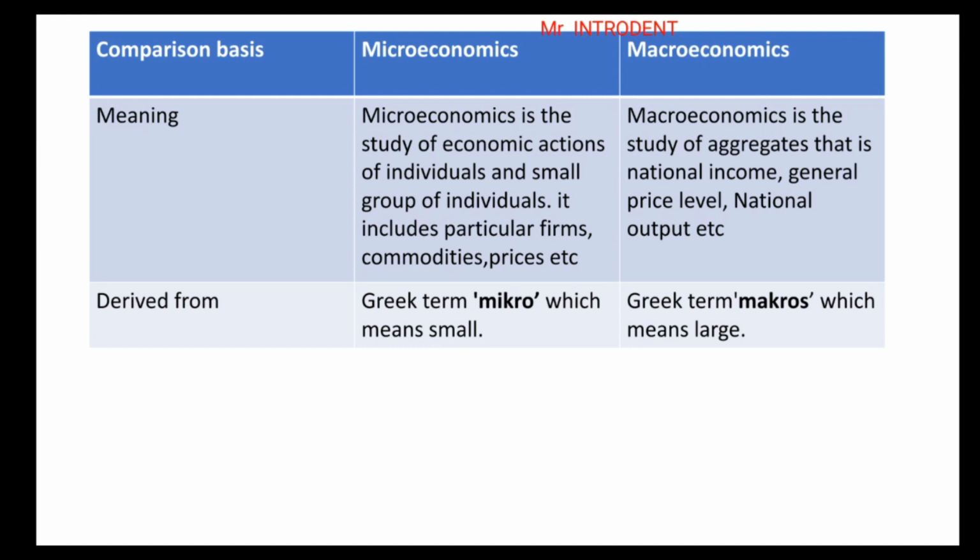Moving further, both of the words are derived from Greek terms. Microeconomics is derived from micro, which means small, and macroeconomics is derived from macro, which means large.